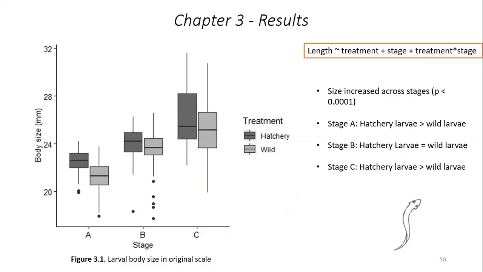And I saw that for the most part, the hatchery larvae were significantly larger than the wild larvae. And that's something that we were expecting based on observation, and that's probably good because it's been shown before that larger size is beneficial in the wild.